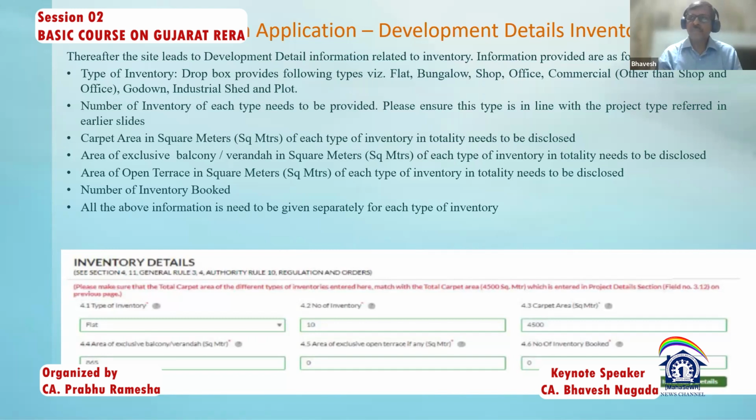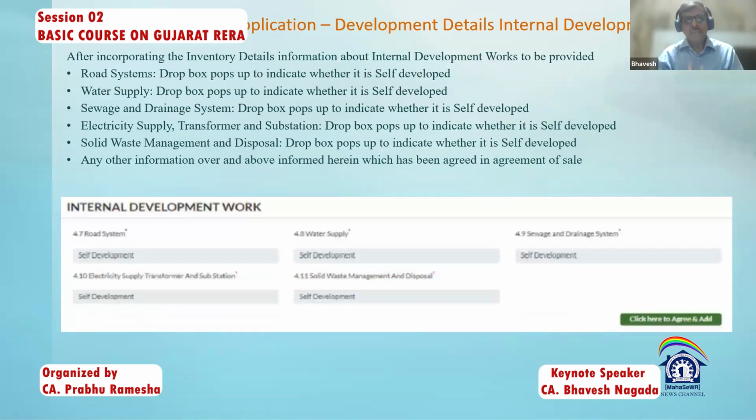However, one thing which is missing, which forms part of the definition, is the exclusive service areas. However, that has not been covered here. But over and above that, fairly everything has been covered, and your promoter or architect will give you the totality figures in case you are making an application. And most important, the number of inventory booked. Please ensure that it's 0 when you do the first-time registration, or you have to question why there is an inventory booked.